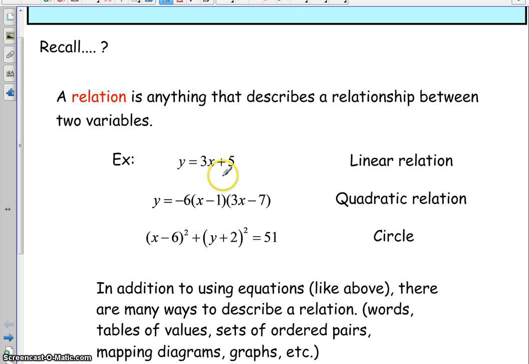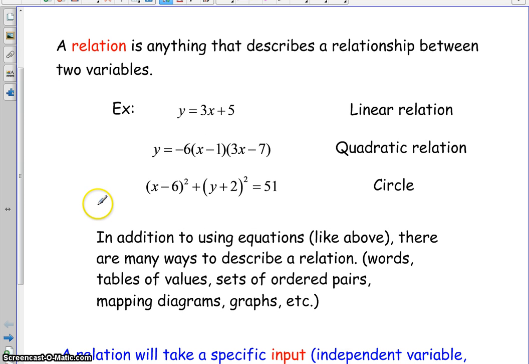Okay, so while a lot of the relations that you saw over the past couple of years have been in the form of equations, there's lots of different ways of describing relations. You can use graphs, which are very, very common. You can describe it using words. You can use tables of values, which you did a lot of back in grade 9 and 10. Sets of ordered pairs, i.e. just listing the points, and something called a mapping diagram, which you may have not seen too much of. Won't be too important, but we'll see a couple of examples of those coming up later on.